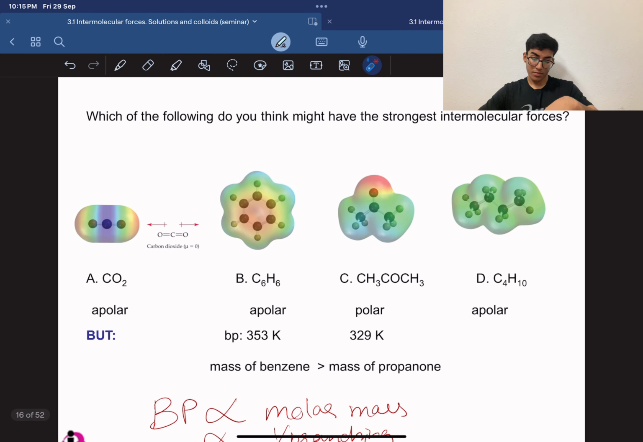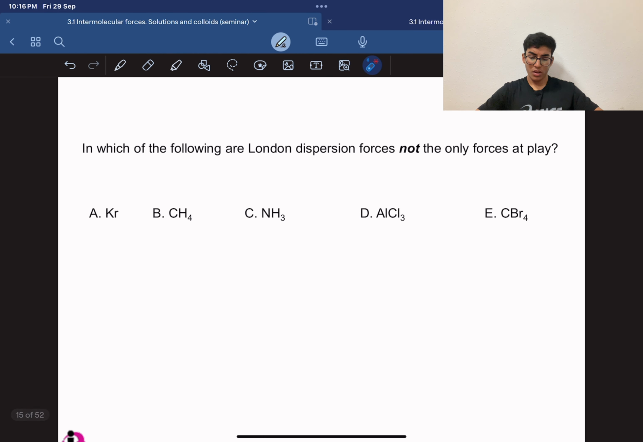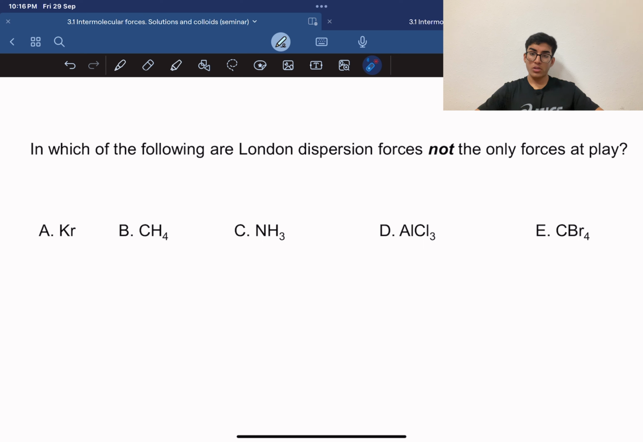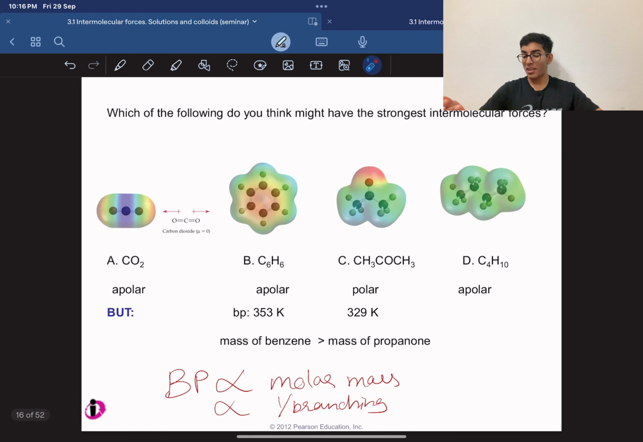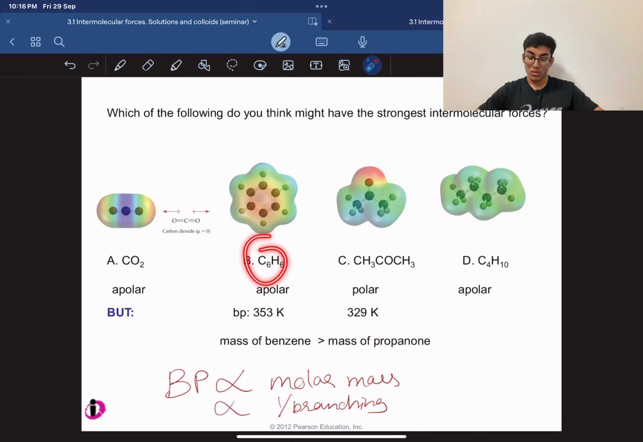Okay. Wait, no. I messed up. So we're looking for the molecule with only London forces. So that's that. I just told the answer at the start. Okay. This, as I said, boiling point is directly proportional to molar mass. So C6H6 has a higher mass, so it has a higher boiling point.